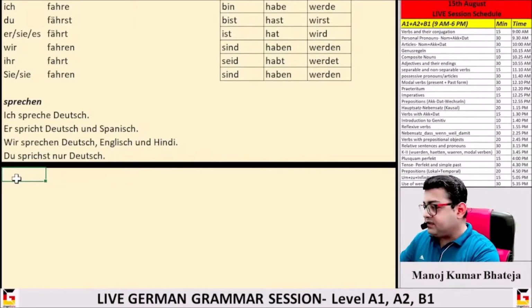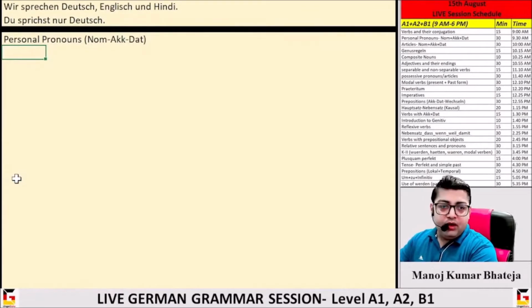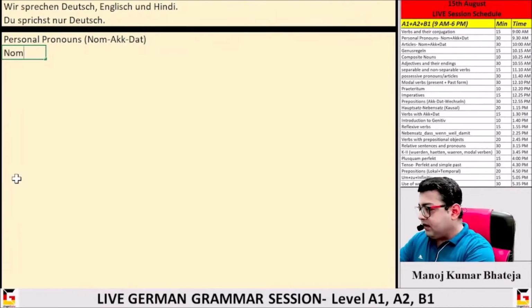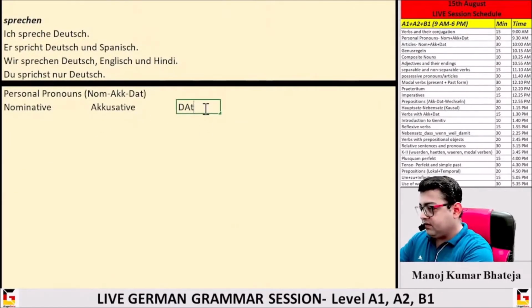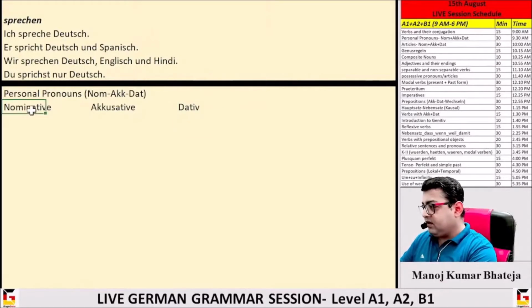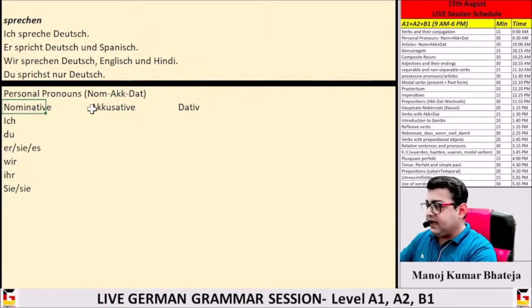So the next thing we have is the personal pronouns: nominative, accusative, and dative. As I said, the first 3 hours are only relevant for A1 participants. Let's say nominative personal pronouns, accusative, and dative personal pronouns. Nominative personal pronouns, whatever we have: ich, du, er, sie, es, wir, ihr, sie, Sie. They are always considered as my nominative personal pronouns.